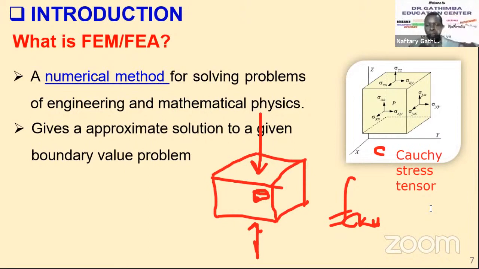Now, the Cauchy stress tensor describes completely the state of stress, instead of just the way you handled the concrete cube as only under compression. Now we are talking of all the stresses acting in all directions. And of course, we consider the three orthogonal directions. Of course, we can have as many planes as possible, but for simplification, in engineering and sciences, we take the three directions in the Cartesian plane.